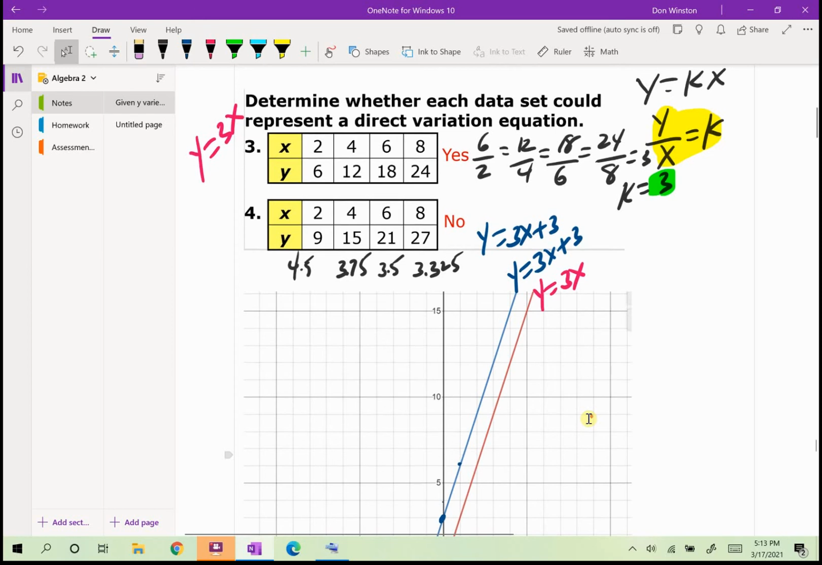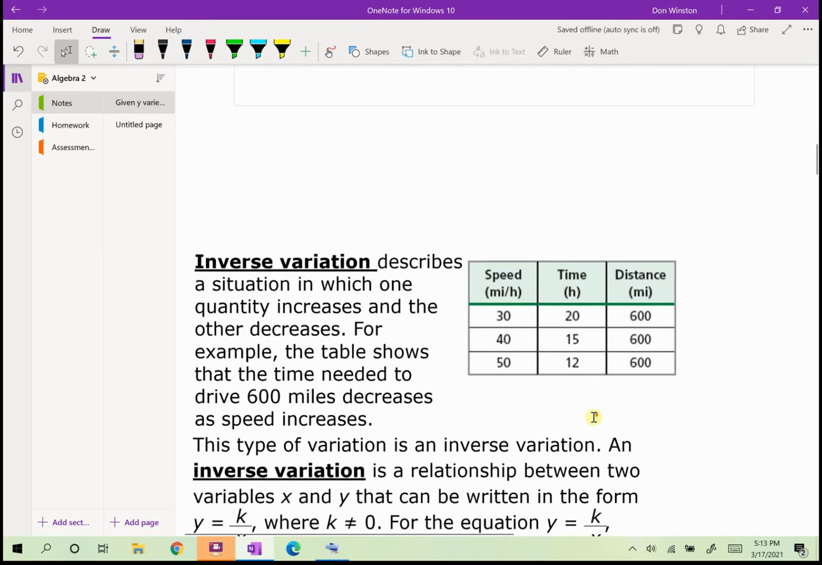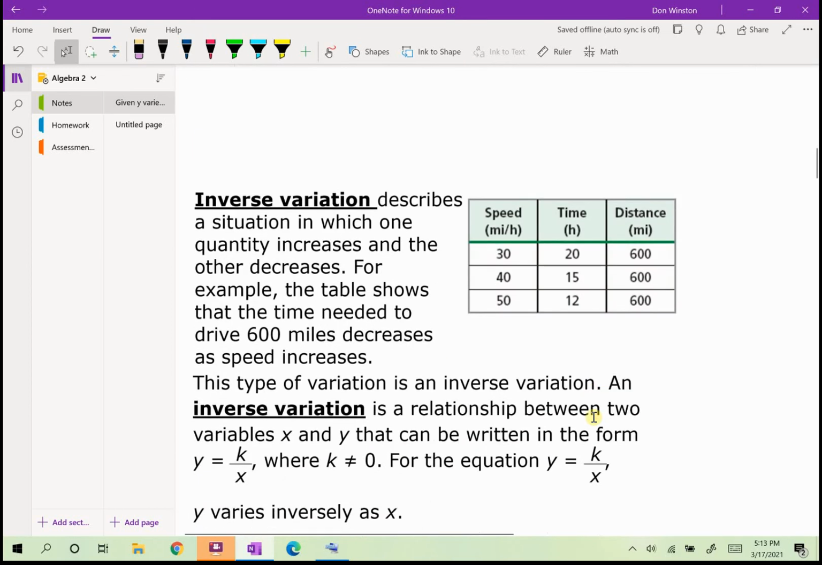So that's direct variation. Now let's take a look at inverse variation. Inverse variation describes a situation in which one quantity increases. So for example, as x increases, another quantity, call it y, will decrease.